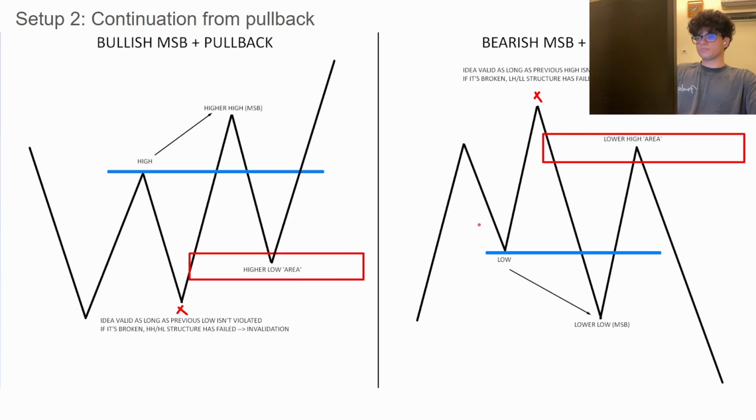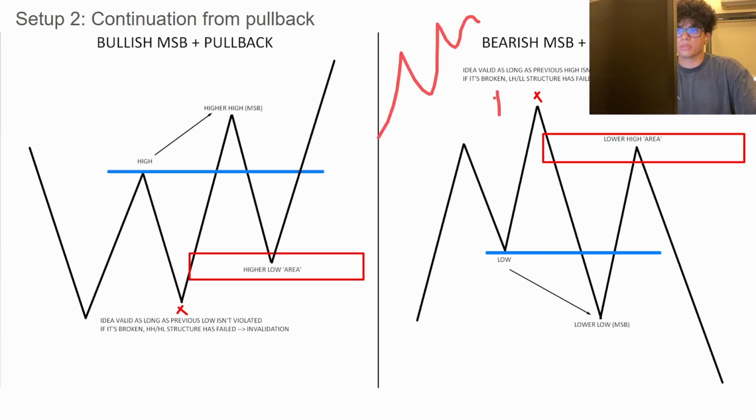That's what you want. Same thing on the bearish part of this. Same thing. We're in an uptrending market. This is a higher high.